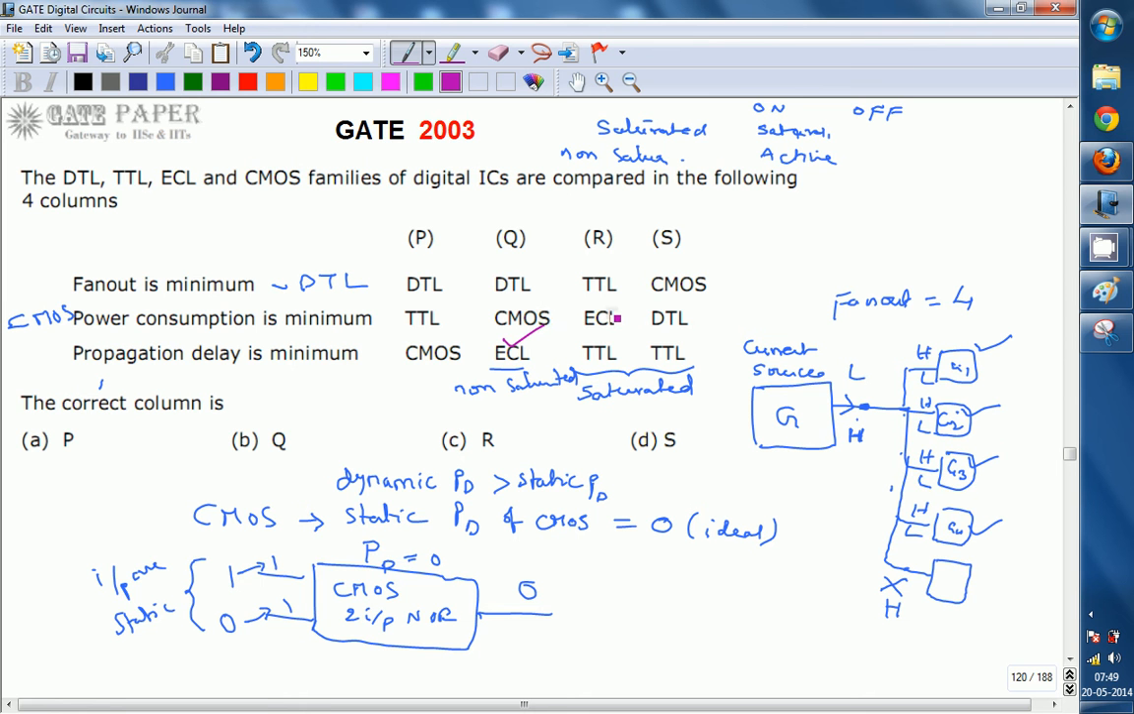So the right option for this one is: fan out minimum is DTL, power consumption is minimum in CMOS, and propagation delay minimum is ECL. So the right option is Q. Q is option B. Option B is the right option.